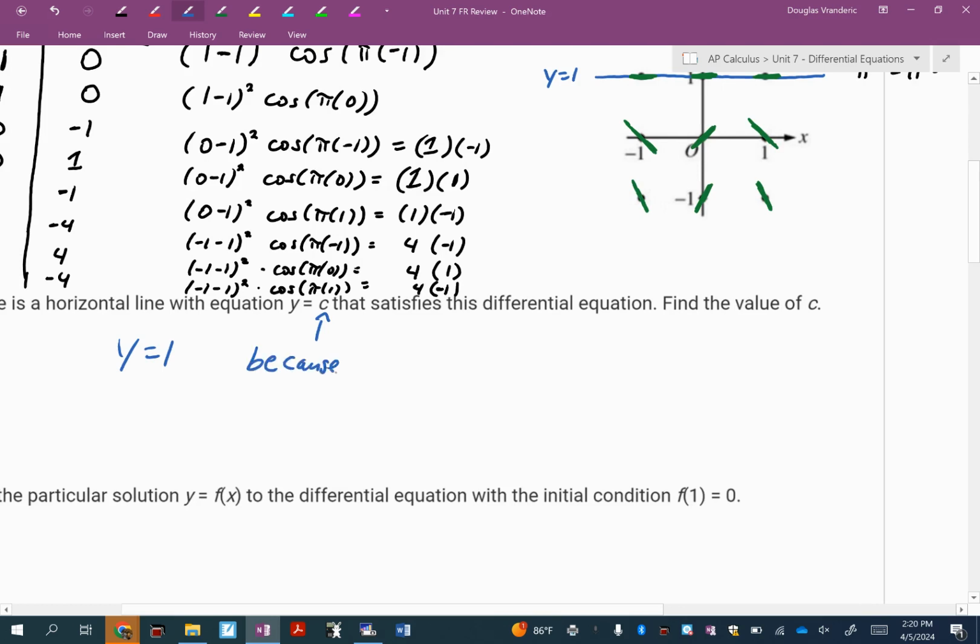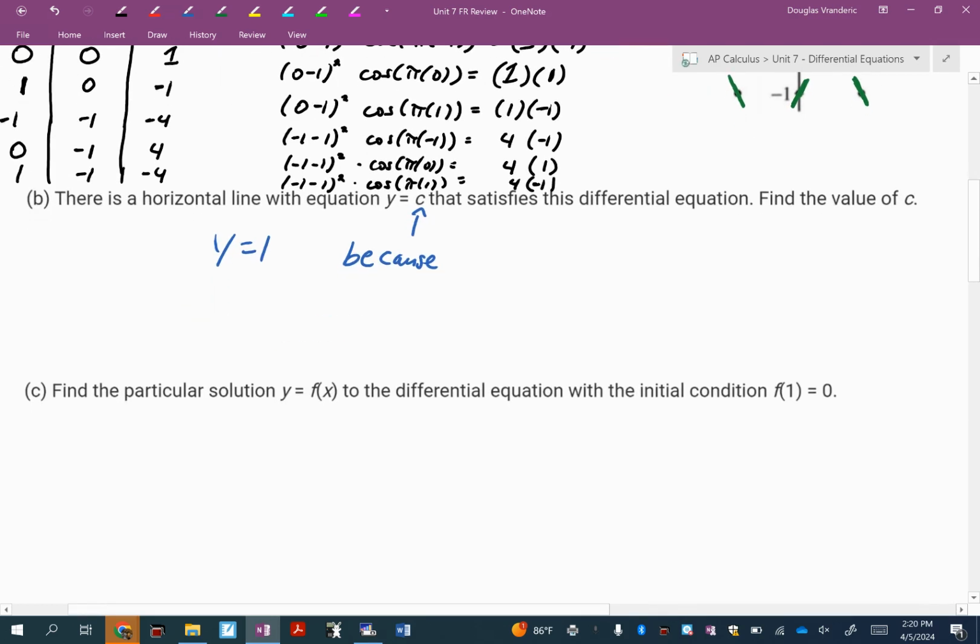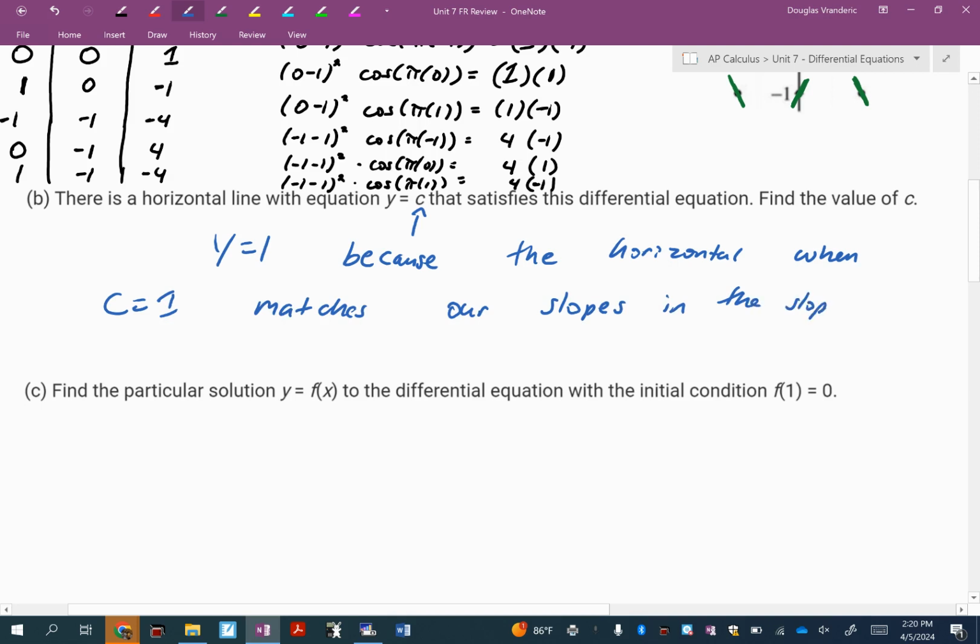Because it is that easy, although none of us really got it, right? Because the horizontal line, when c equals 1, matches our slopes. We have to get this reason. I think I wrote like 10 words. Is that okay? No. I mean, David, you write a lot of words, so this should not be an issue. It's not stats. True. Yes.